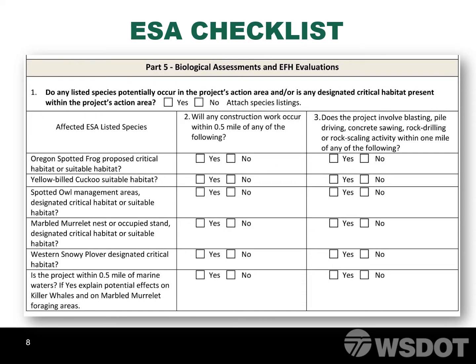The CE form presents a very streamlined and quick way to determine whether or not your project may impact listed species. The CE form covers the entire state of Washington, so it is likely that the vast majority of species on the CE form will not even be in your project area.